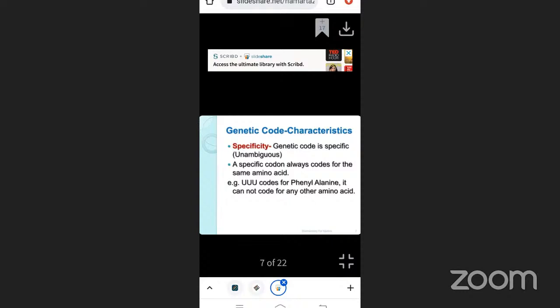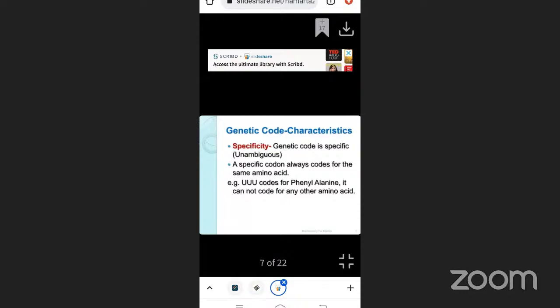The code is degenerate: for a particular amino acid more than one codon is used, except for methionine and tryptophan. The code is non-overlapping. In an overlapping code, a change in one base could affect more than one codon, so that more than one amino acid is affected. Since a base in mRNA is not used for two different codons, it is non-overlapping.